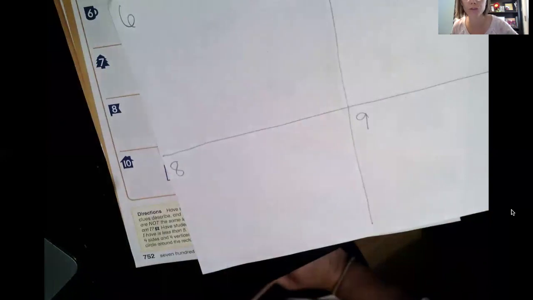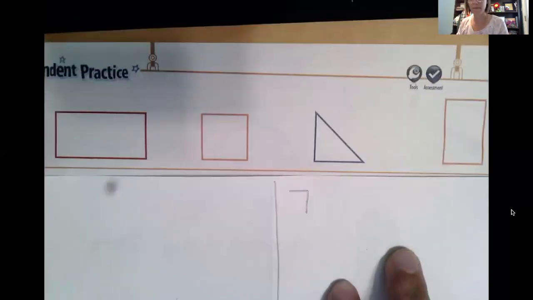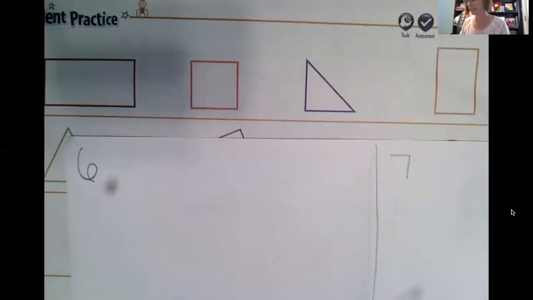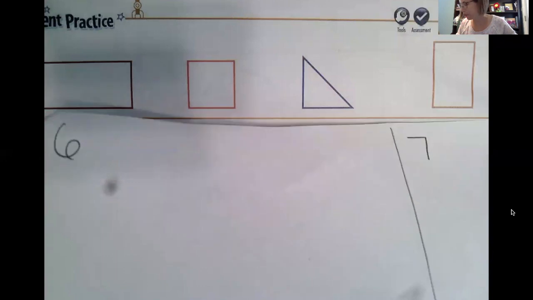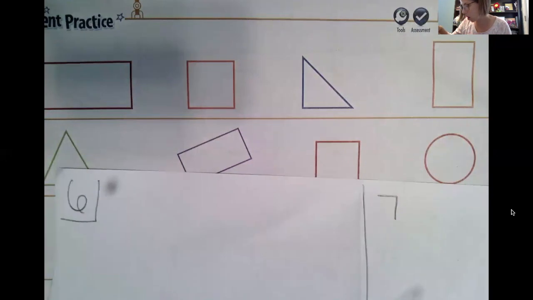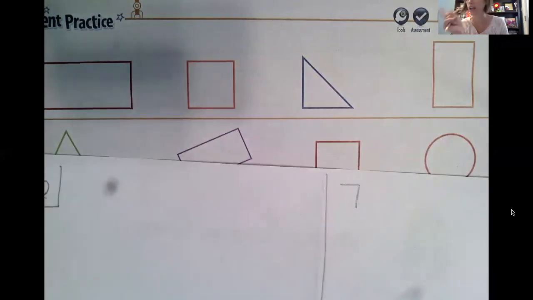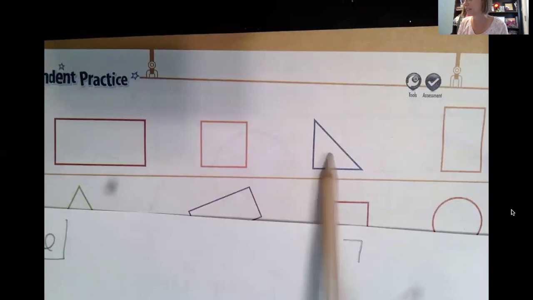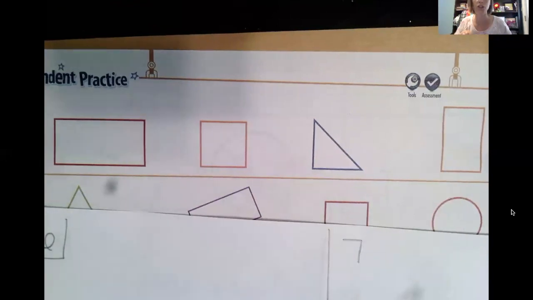Okay, I'm going to give you a clue. You're going to look right here at these 4 shapes, and I'm going to give you a clue, and then you're going to draw the shape in box number 6. You ready for this? Box number 6. All of my sides are not the same. So look at these 4 shapes and look for a shape that has the same sides, because that one is wrong. That one's no.